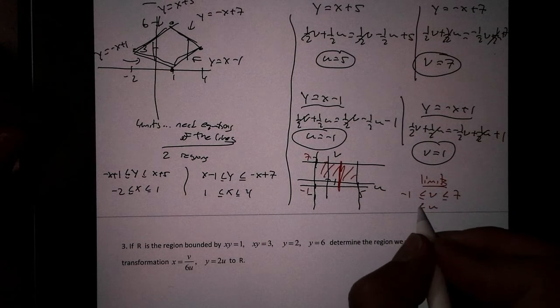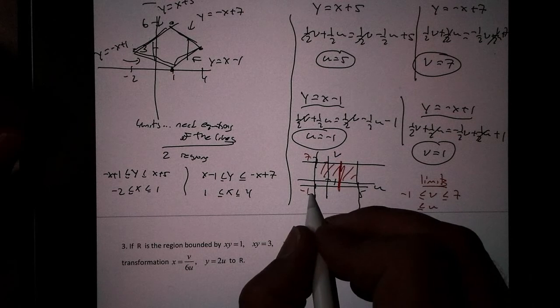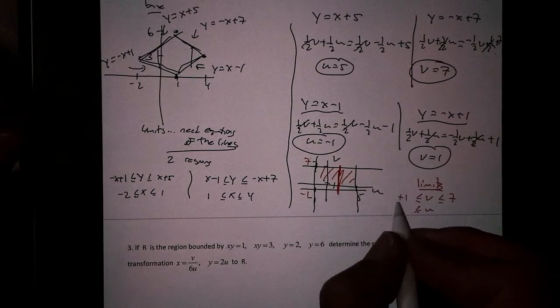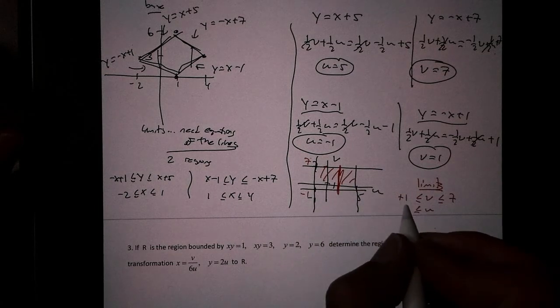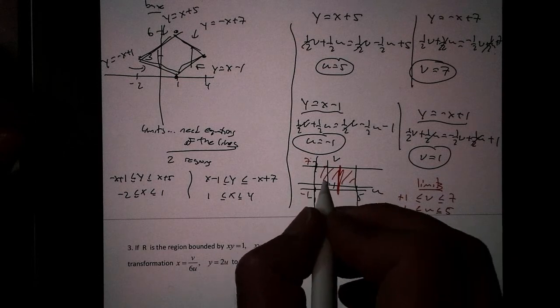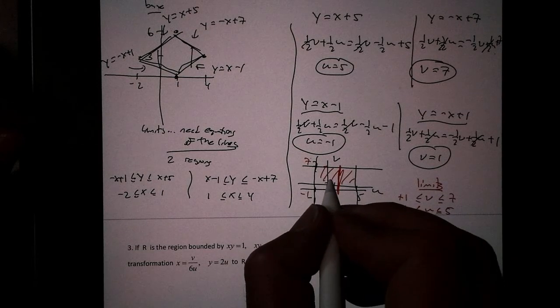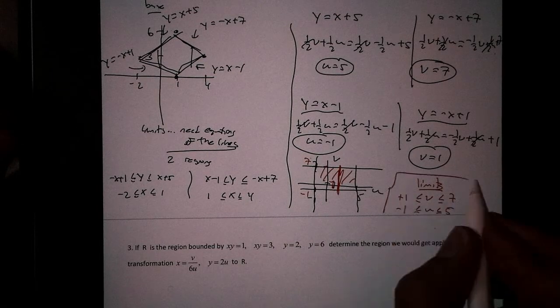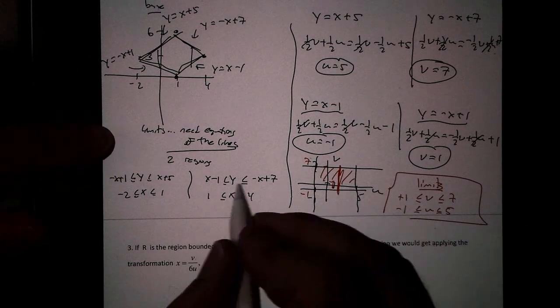My change in u will go from, v goes from positive 1. My u value goes from negative 1 to positive 5. Sorry, that was negative 1 up here, positive 1 up here. And there's our new limit. Notice, much easier to use right there.